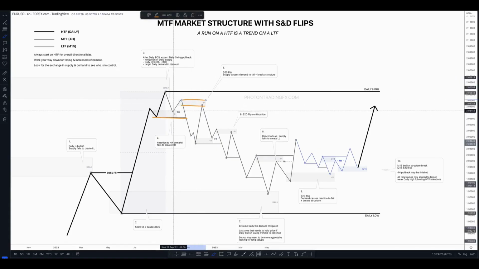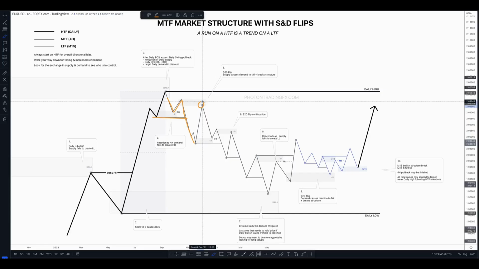But if we look left and ask, where did that reaction initiate from? This reaction here, we can see that it came off a demand level, so what is it? It's a demand to supply flip, right? Price comes into demand, it reacts. As soon as we get the candle closure below there, we have the failed reaction. Then we also get the structure break, okay? And now this is a flip zone.